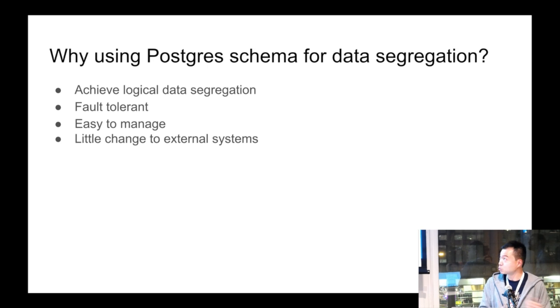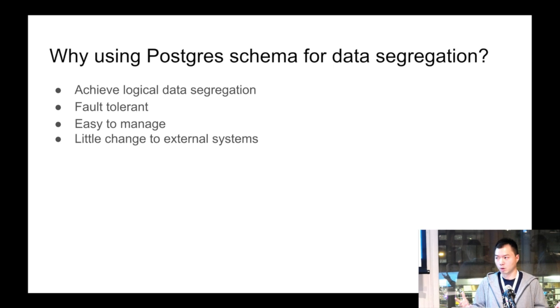So that's what we did. We picked Postgres schema for a couple of reasons. Number one, this is the easiest way for us to achieve logical data segregation. And in our scenario, we don't need total isolation of the data. We need some data to be shared and some data to be segregated. And because the data segregation is at the database level, it's a little bit fault tolerant. It's not like we need to implement nasty roles and permissions on the application layer in the controller.